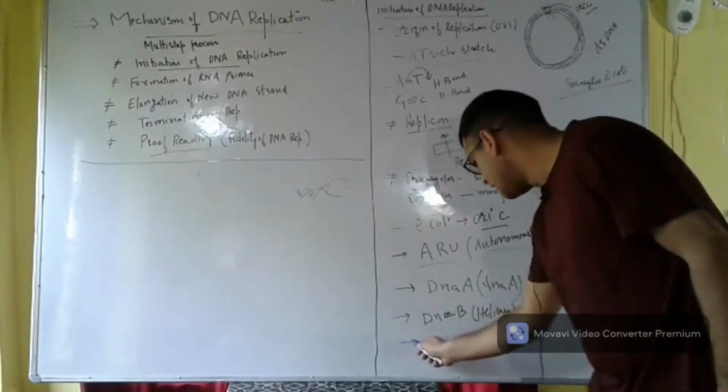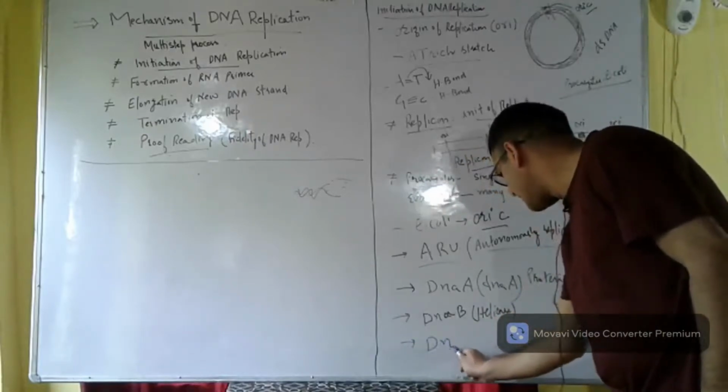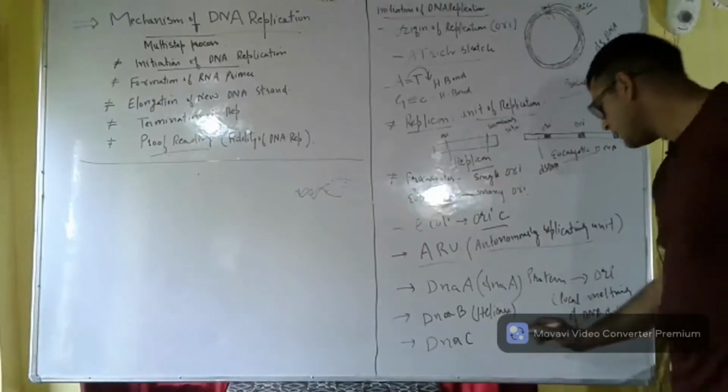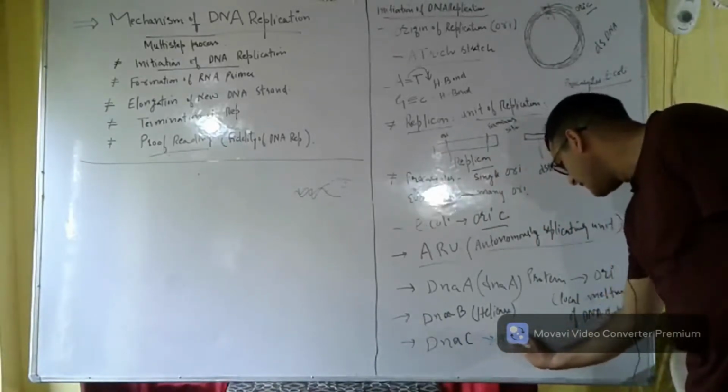Then there is another protein called DnaC protein. This DnaC protein acts as a helicase loader.